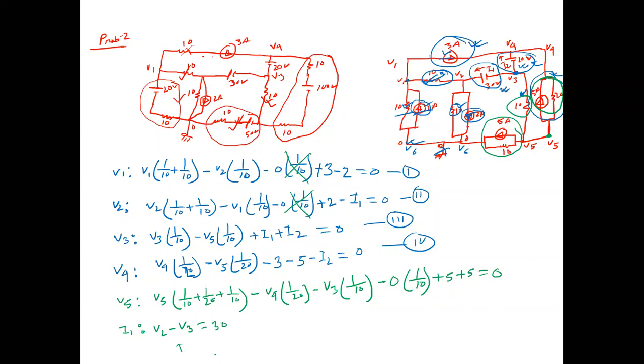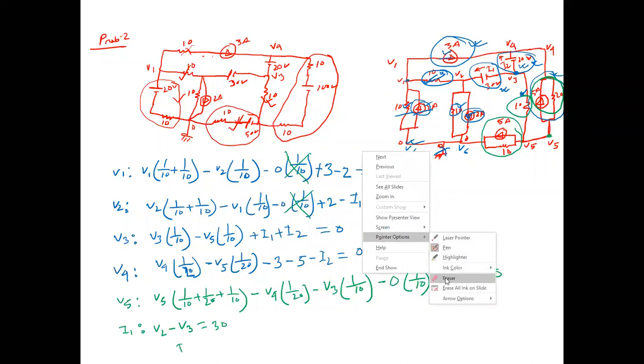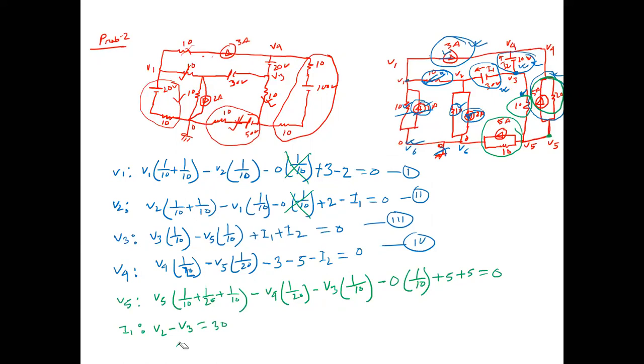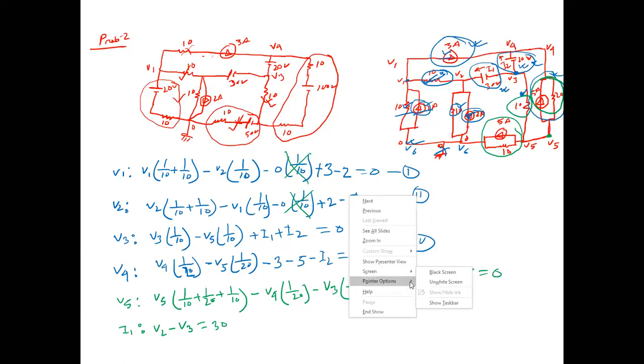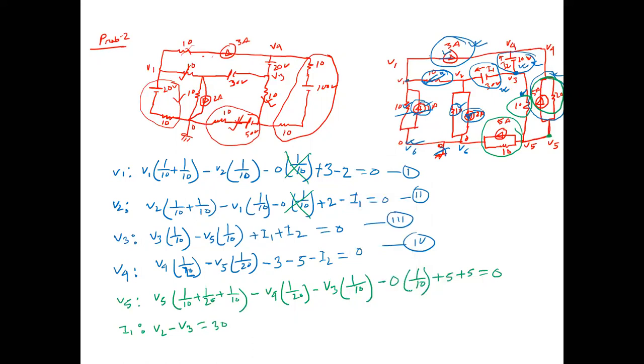And I2, the last point. Someone else say I2. This equation is 5. Okay, this is the 6.